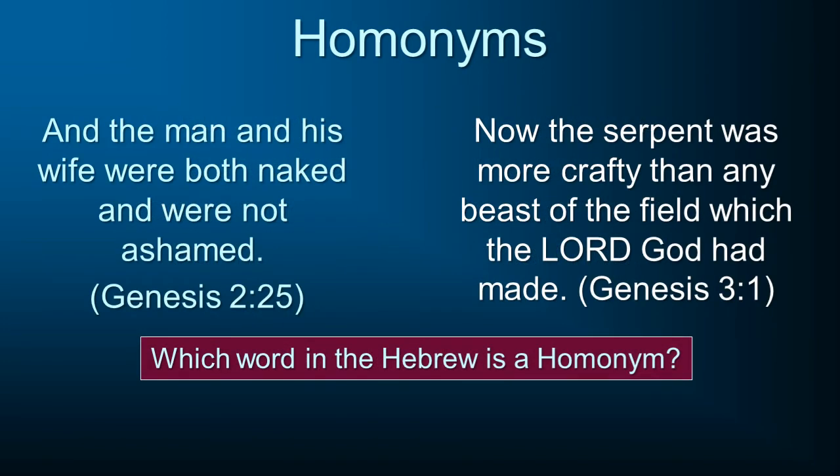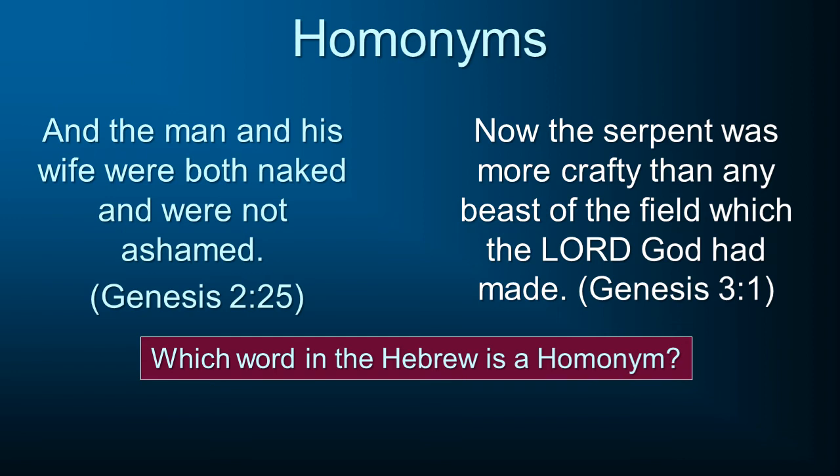Now, here's an example of a homonym. Genesis chapter 2, and notice these are both within a verse of each other, which makes them right next to each other, and that might not be by accident. So Genesis chapter 2, verse 25, we've just seen the creation of the man and the woman. And the man and his wife were both naked and were not ashamed. And then we turn the verse to chapter 3 and verse 1. Now the serpent was more crafty than any beast of the field which the Lord God had made.